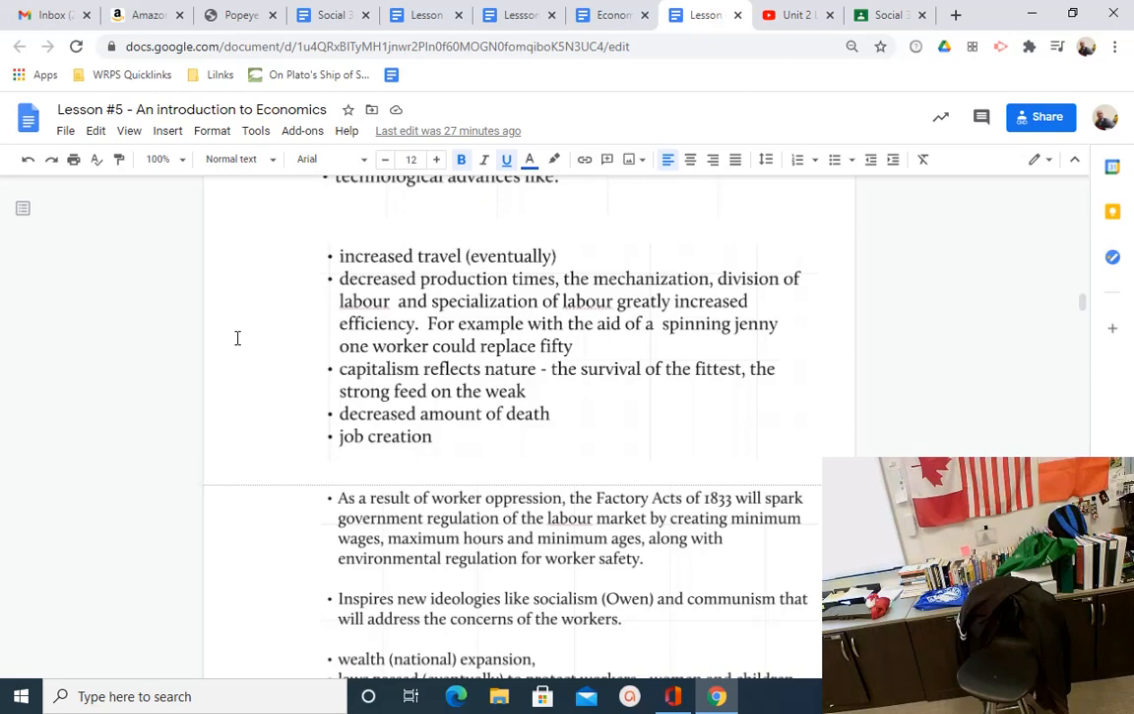It decreased the amount of death. Before the Industrial Revolution, child mortality in places like London was extremely high. 3, 4 out of 5 children would die before the age of 5. 3 or 4 out of every 5, that's incredible, right? 60 to 80% of kids that are born are dying because of the poverty and the lack of what we call now modern medicine, stuff that has been unlocked through the Industrial Revolution being promoted by capitalism.